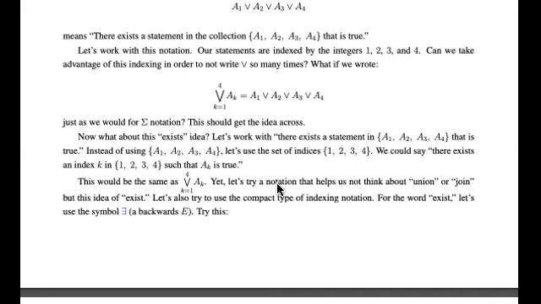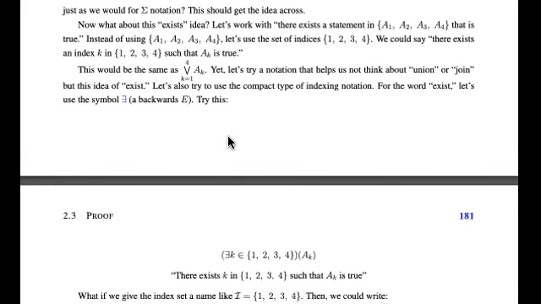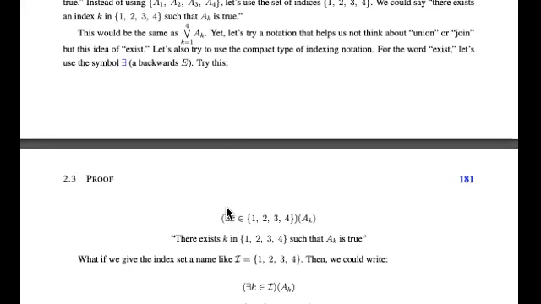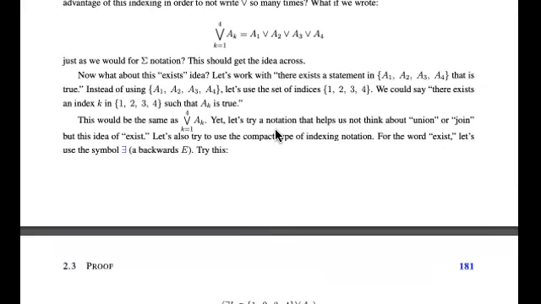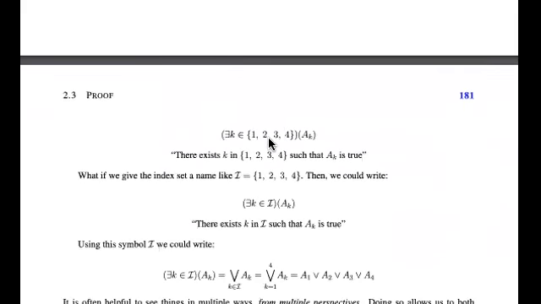Okay, so sometimes our indexing set is rather large and we don't want to write this down. So instead of writing something like this, oftentimes we write this symbol, there exists. In fact, we could say there exists K in 1 through 4 such that AK is true. This statement right here is the exact same as this one. And if we choose an indexing set like 1, 2, 3, 4, we could even write this: there exists K in the indexing set such that one of them is true.